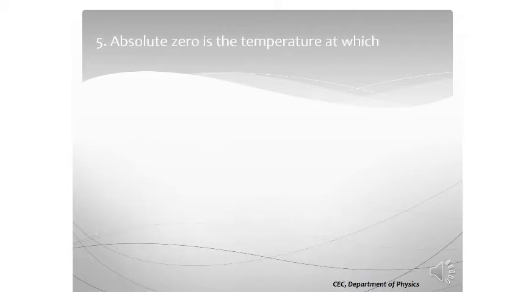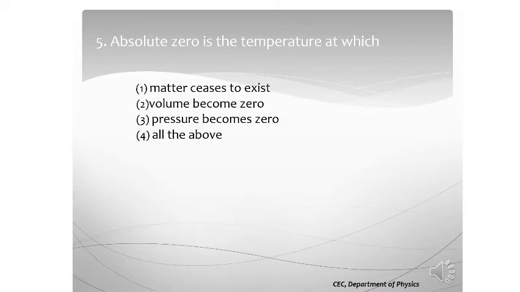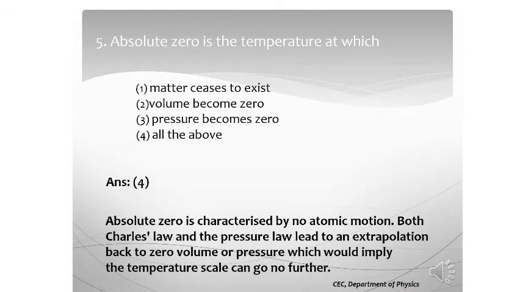Next, absolute zero is the temperature at which matter ceases to exist, volume becomes zero, pressure becomes zero, all the above. Answer 4. All the above. Absolute zero is characterized by no atomic motion. Both Charles' law and the pressure law lead to the extrapolation back to zero volume or pressure, which would imply the temperature scale can go no further.